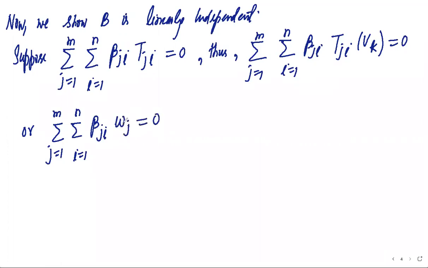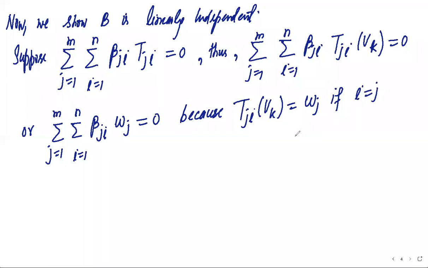did you understand this step? Because t_ji of v_k, this is equal to w_j if i is equal to k and this is equal to 0 if i is not equal to k. This is how we defined the mapping t_ji. If i is equal to k then this mapping is equal to w_j. But if i is not equal to k then this is equal to 0.